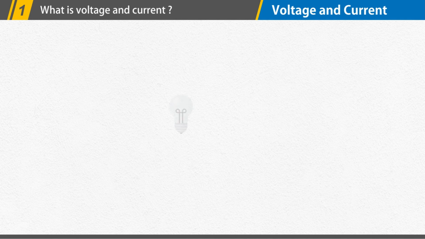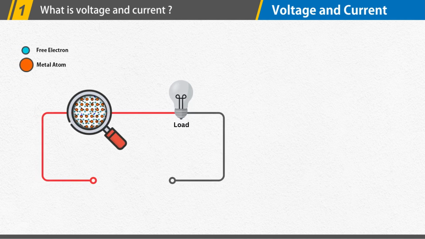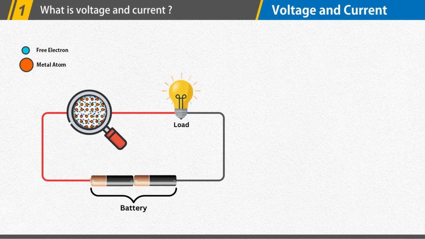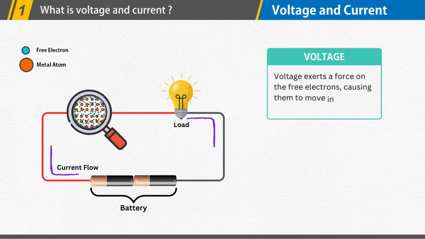What is voltage and current? In a conductor, free electrons are loosely bound to their atoms and are able to move around within the material. When a voltage is applied to the conductor, the electric field created by the voltage exerts a force on the free electrons, causing them to move in a particular direction. Voltage is also called potential difference because it measures electric potential energy.